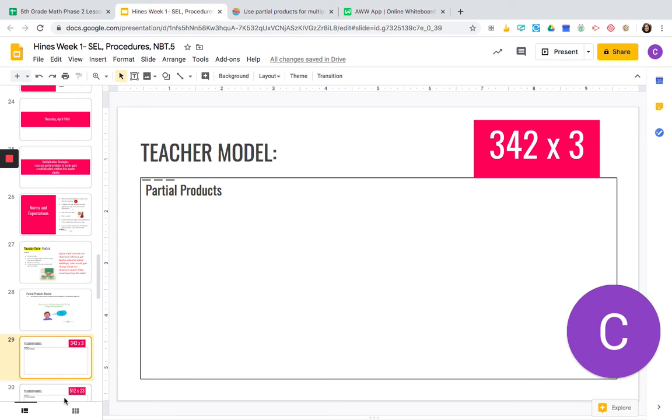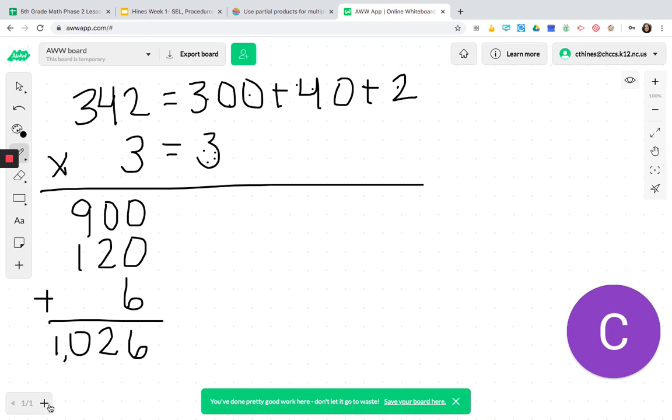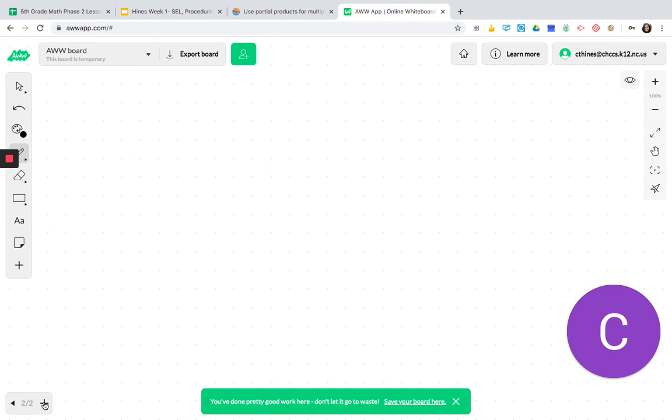All right, we're going to do one more together, and then you are going to do your independent practice. So our next example is 512 times 23. I'm going to come back over here and write that down. So I've got 512 times 23. We are going to be using partial products again to solve this problem.